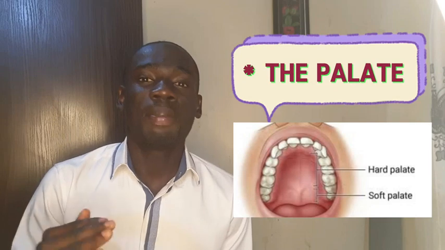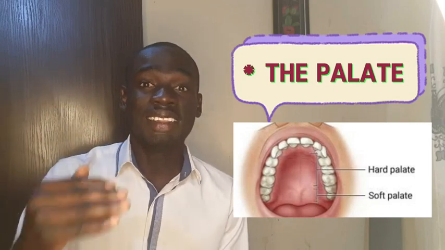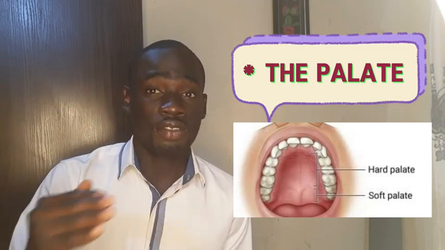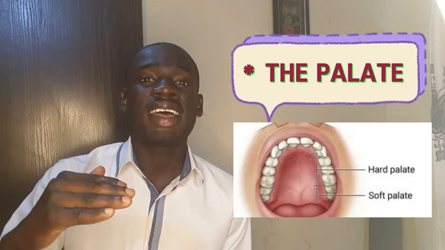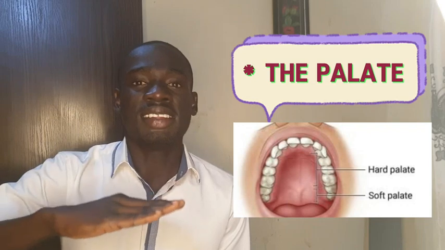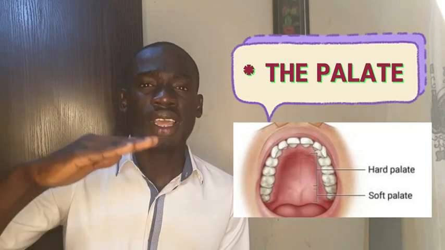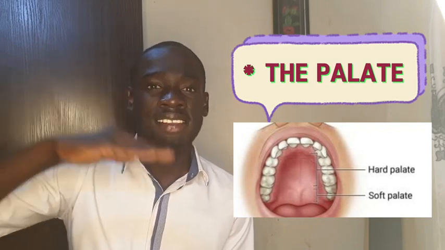Now the next part of the mouth we're going to be talking about, which is almost towards the last or towards the end, is the palate. Right now, the palate is the roof of the mouth. Literally, we call it the roof of the mouth. Now it serves as the intermediary. It serves as the border between the oral cavity and the nasal cavity.